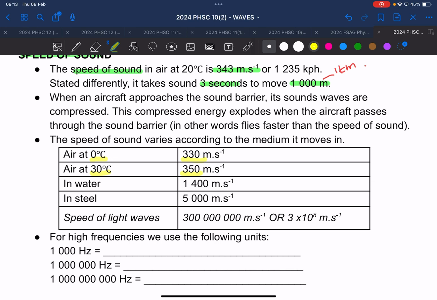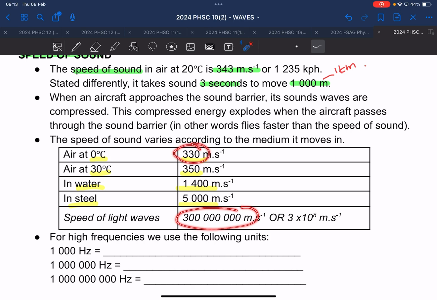the speed of sound is 1,400 meters per second, 1.4 kilometers per second. That's how fast it travels. That's very fast. And then in steel, it is 5,000 meters per second, so 5 kilometers per second. That's very fast. Okay? And then just for interest's sake, the speed of light waves is 300 million meters per second. So that is why you first see the lightning and then you hear the thunder, because light travels a lot faster than sound.